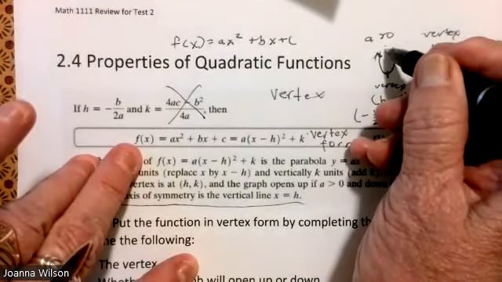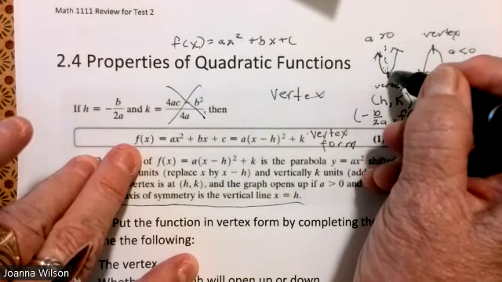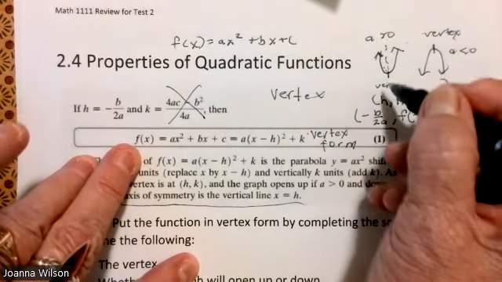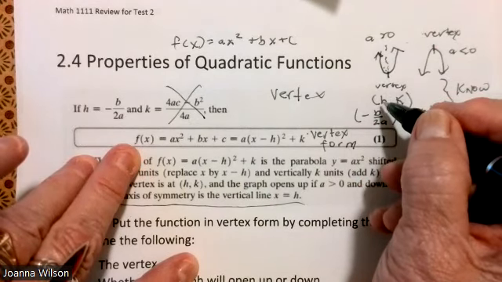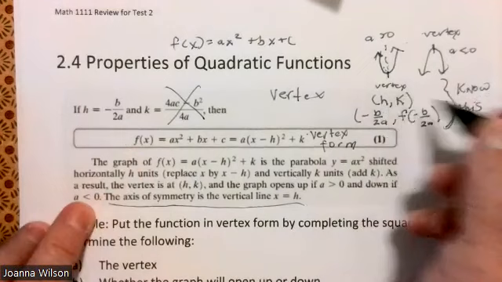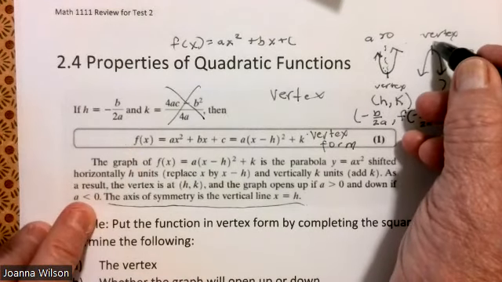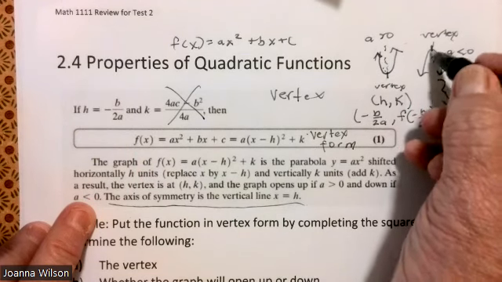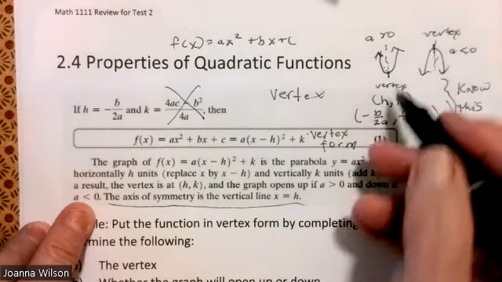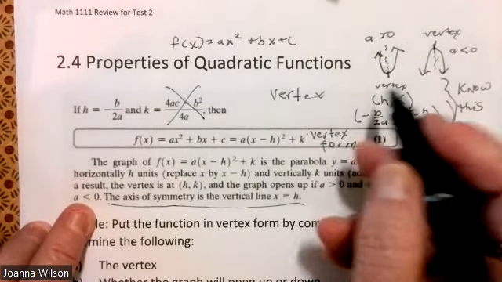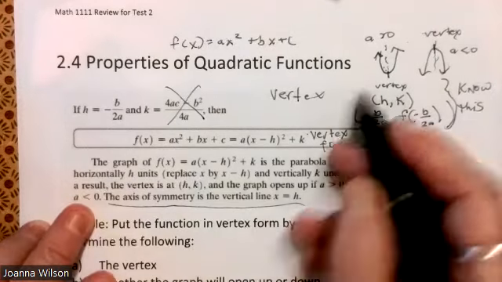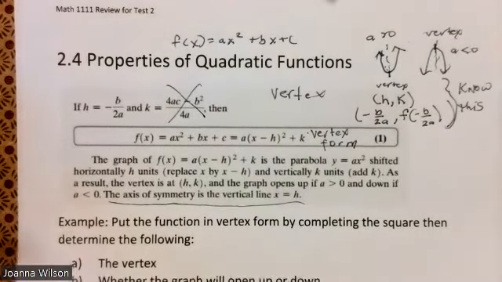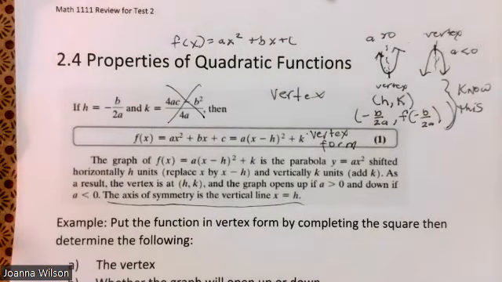Because if I could draw well, the graph would be symmetric about this line, which is x equals h. Or over here, it'd be symmetric about that line, because it goes through that point, which is (h, k). So it's a vertical line, and so it's x equals h. That's the axis of symmetry. And sometimes we can use that to help us graph the function. Okay, so let's look at this example.